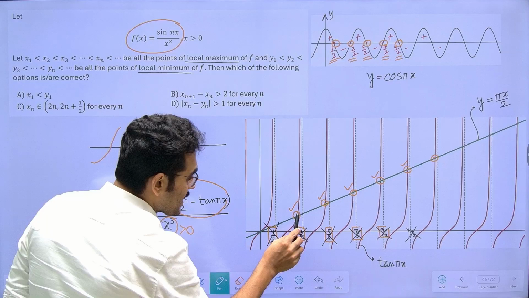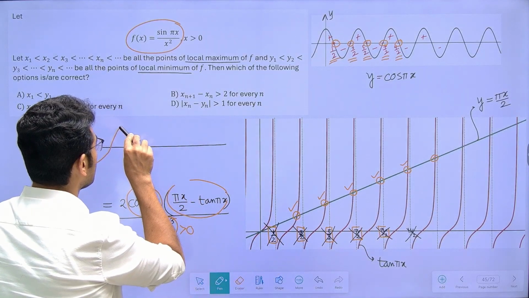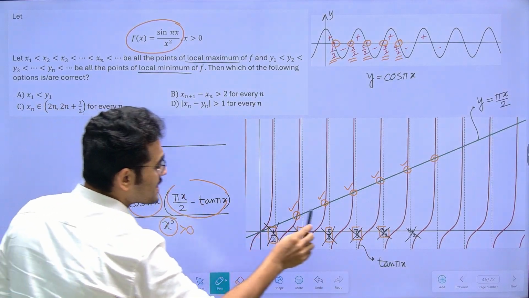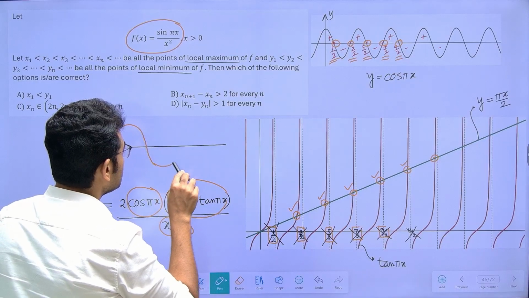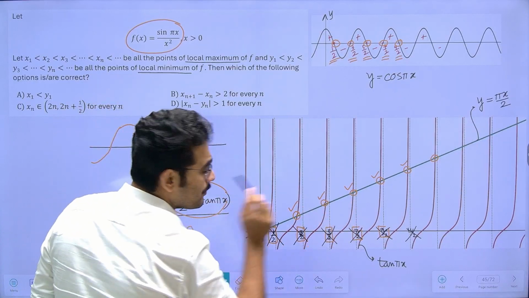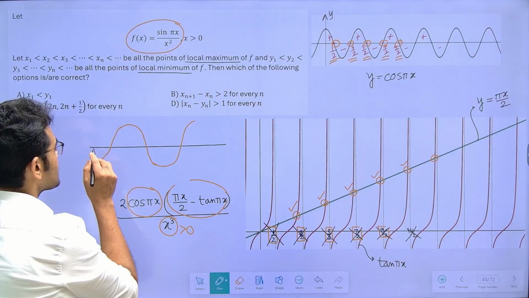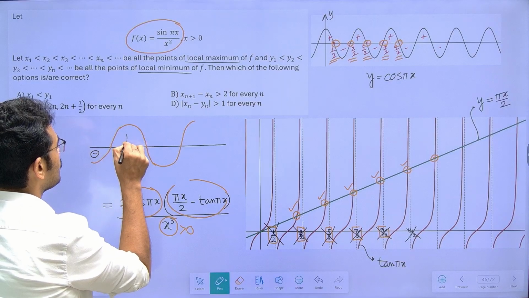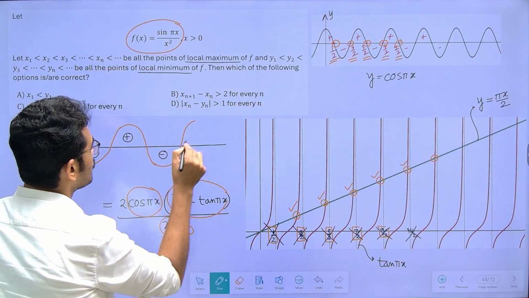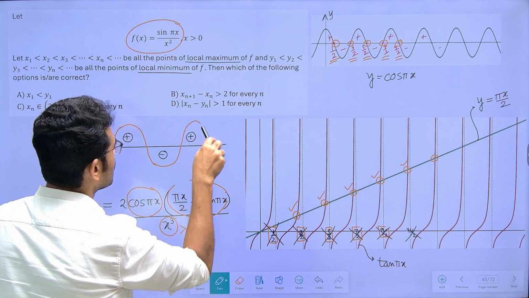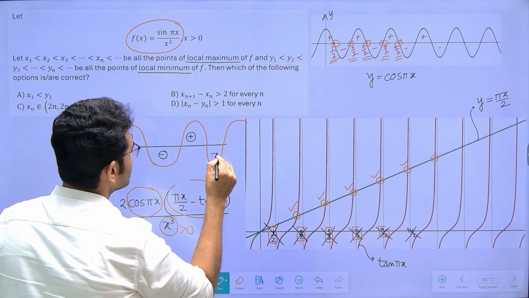Then it will change sign here. It will become positive. Next, it will again change sign here. It will become negative. Then again, it will change sign here. It will become positive, right? So the sign is going to change from negative to positive, negative to positive, and so on. The sign is going to change like this.